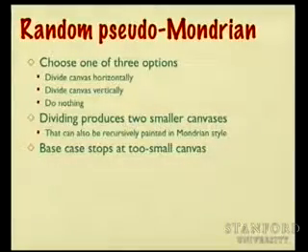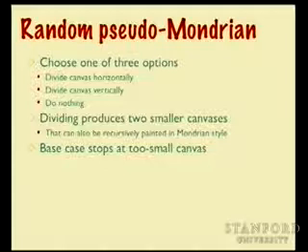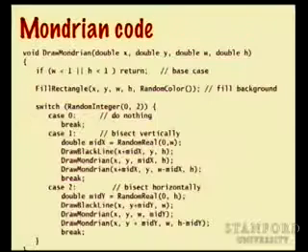And so it has these three options: divide the canvas horizontally, divide it vertically, or do nothing. And then when I have those two smaller canvases, I can recursively apply the same kind of Mondrian-style effect to them. And when I get to something that's too small, I can stop trying to divide it further. So I'll show you what the code looks like here, and then I'll show it running to you.